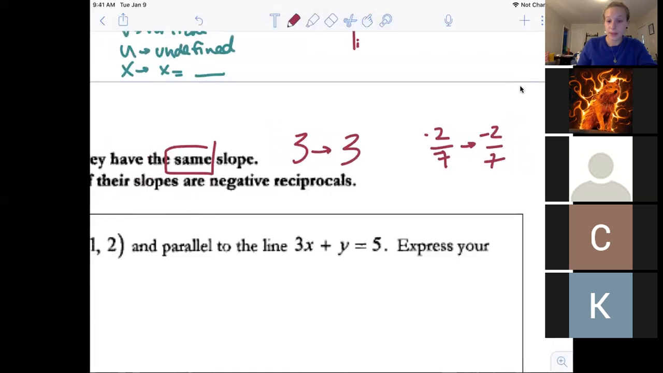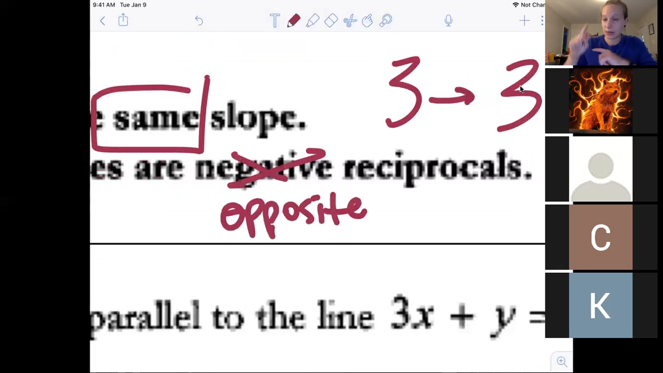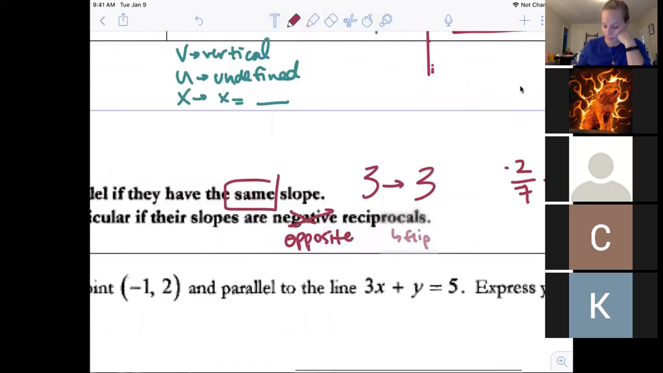If it's perpendicular, we have the negative reciprocals. I like to call it the opposite reciprocals. Opposite refers to the sign. So if it was positive, it becomes negative. If it was negative, it becomes positive. And then reciprocal means that we flip it. I'm going to write flip next just in case we need to write that.